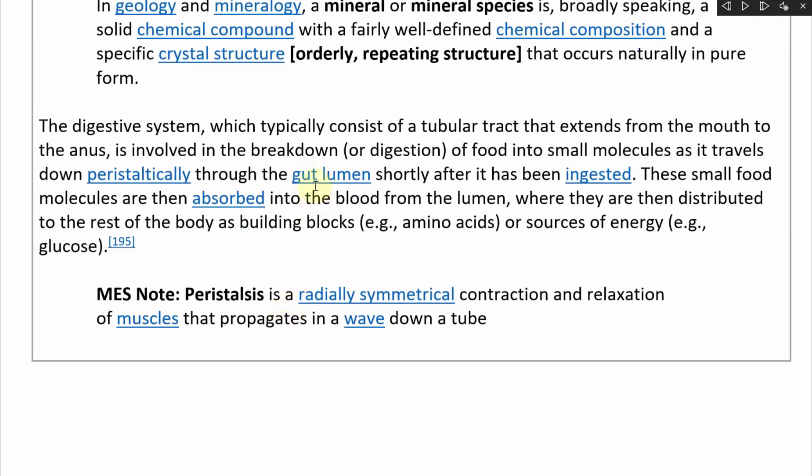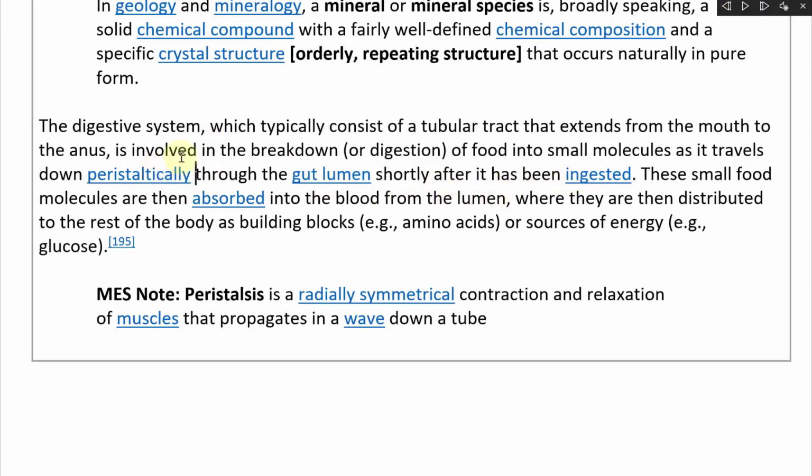The digestive system, which typically consists of a tubular tract or path that extends from the mouth to the anus, is involved in the breakdown or digestion of food into small molecules as it travels down peristaltically through the gut lumen shortly after it has been ingested. Let's see this pronunciation. Peristaltically.